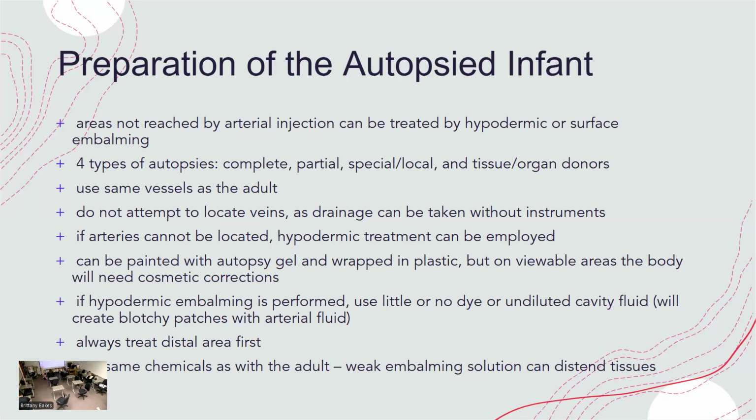For the autopsied infant, if possible, you would need just the common carotids or external iliac. Sometimes you can find them if you look in the cavities. If not, surface and hypodermic embalming. If you're going to use the arteries, you'll start with the femorals or the internal iliac, external iliacs. As you're injecting, pinch the fingertips and the lips to clear blood discolorations.